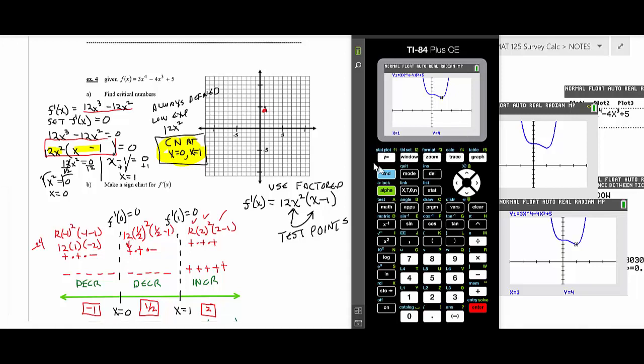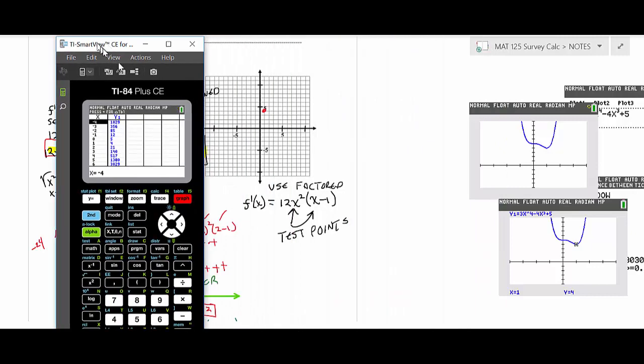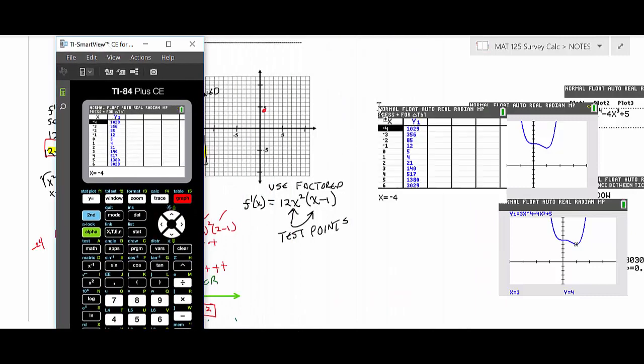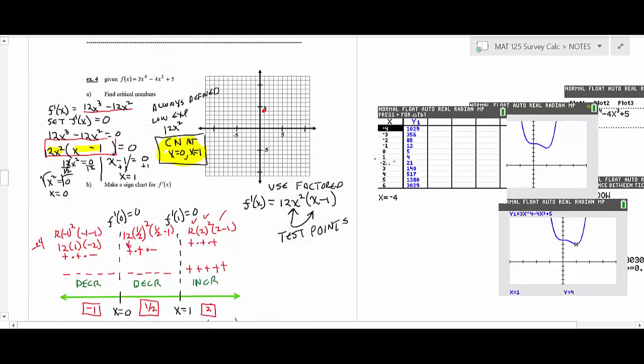Let's use our table. Second graph, open that up. Look at your table, find a couple of nice points if you can find a few. All right, so let's see. I see 0, 5. I see 1, 4.